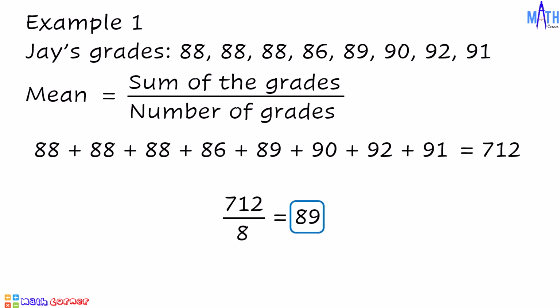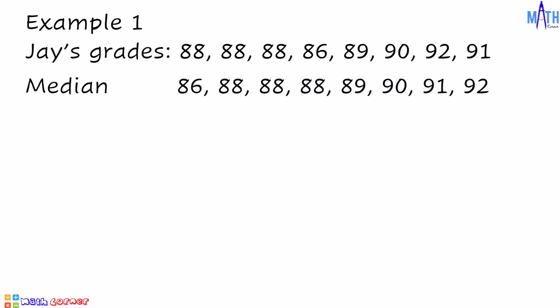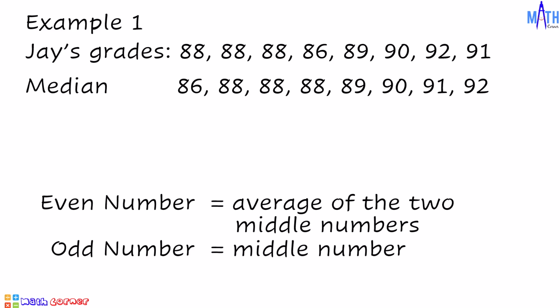To find the median, we need to arrange the dataset in ascending or descending order. In ascending order, we have 86, 88, 88, 88, 89, 90, 91, 92. For even number of values, the median is the average of the two middle numbers. For odd number of values, the median is the middle number in the ordered dataset.